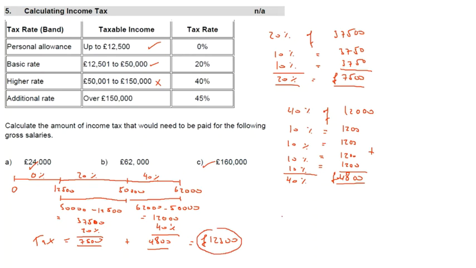Obviously, if the question did ask for your net pay, remember that's your gross salary take off your tax. So if you were asked for the net for this one, it would be 49,700. Okay? So on this one, take your time and show all your workings.